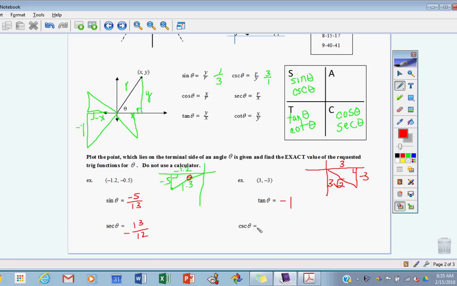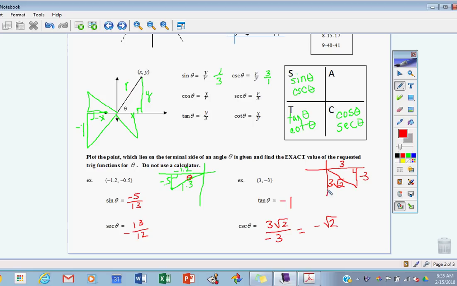And then cosecant is the reciprocal of sine. So 3 over 3√2 becomes 3√2 over -3, which equals the opposite of √2. Again, cosecant down here should be negative. The only ones that are positive are going to be cosine and secant there. But everything's positive up there.